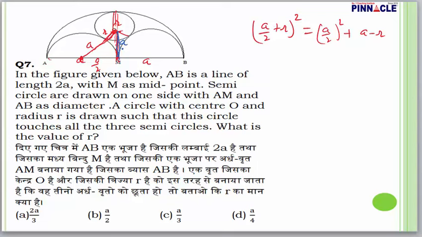If this is A, then this would be A minus R. Entire is A. Why A? Because this is the radius and the total is 2A, so this would be A and this is R. So A minus R would be this line. Square of this, and square of this is equal to square of this. We have used Pythagoras here.